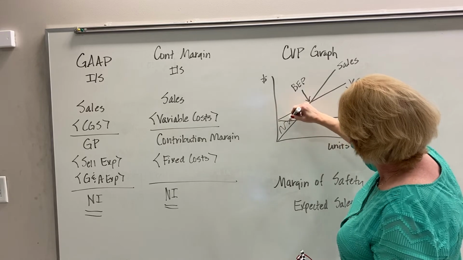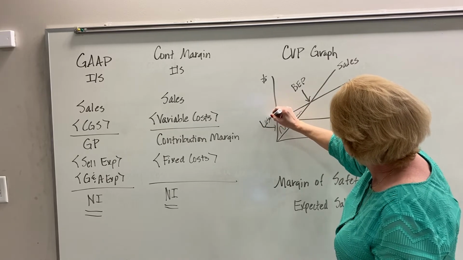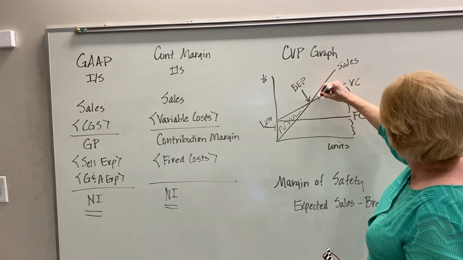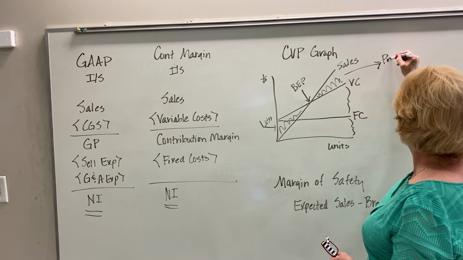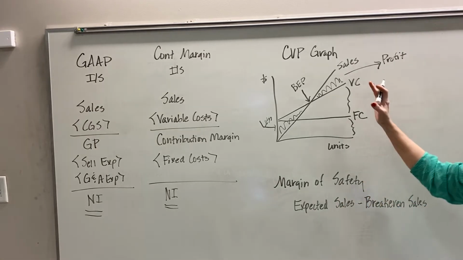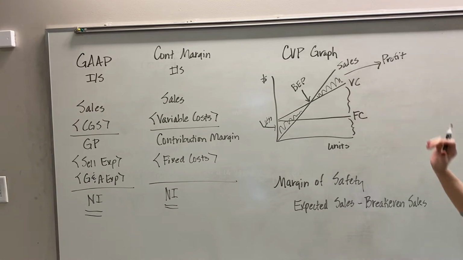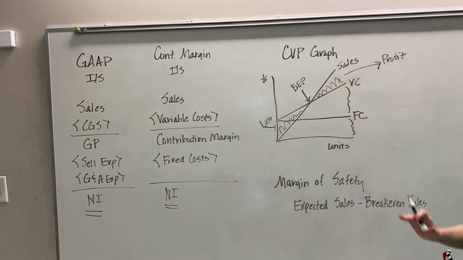In this lower area, we are losing money. That's a loss. In this upper segment, we are making money. That's a profit. This is a picture of break-even showing you how our costs play and how they intersect with our revenue line and show our break-even point.